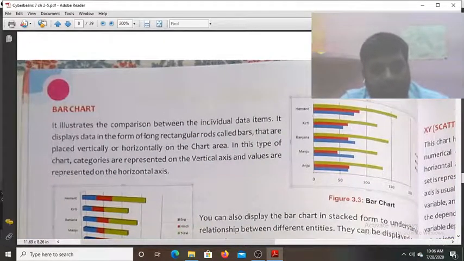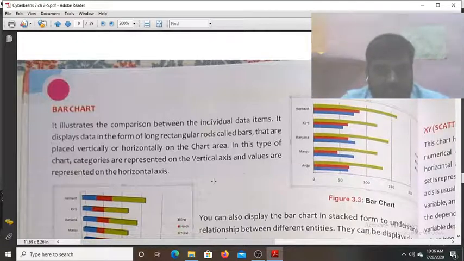Now this bar chart illustrates the comparison between the individual data items. It displays the data in the form of long rectangular rods called bars. All these are called the bars. They can be placed vertically or horizontally. So they can be placed horizontally also. Here it is horizontally placed. It can also be placed vertically on the chart area.